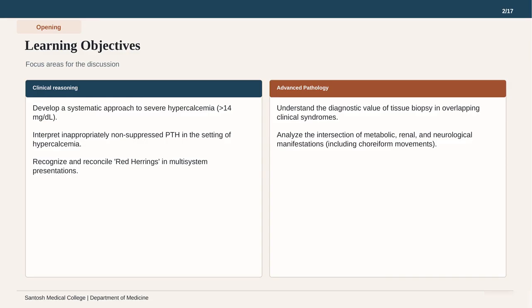Moving to the right column, our pathology goals involve understanding the diagnostic value of a tissue biopsy when clinical syndromes overlap. Finally, we will analyze the complex intersection of metabolic, renal, and neurological manifestations, particularly focusing on choreiform movements. These objectives will guide our thinking as we navigate the patient's symptoms. Now, let me explain exactly how our multi-agent simulation will unfold.